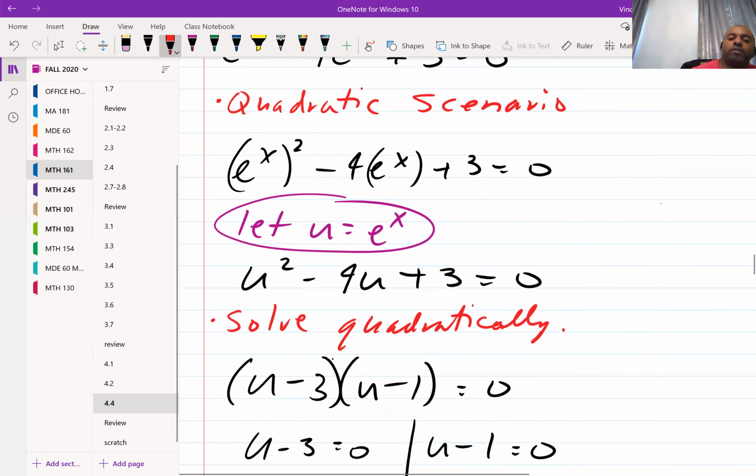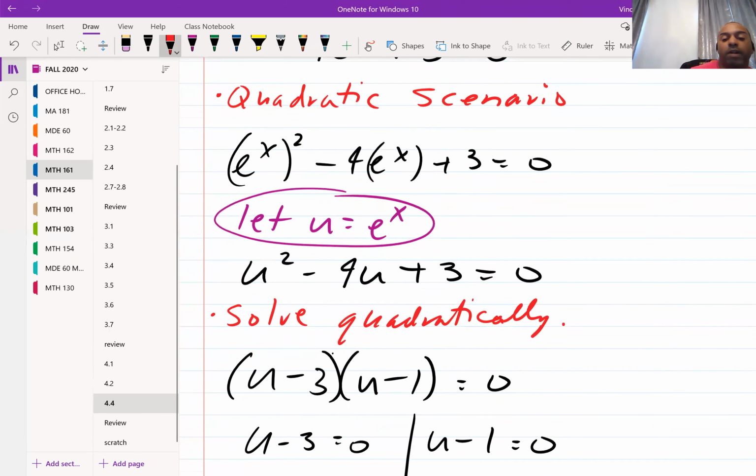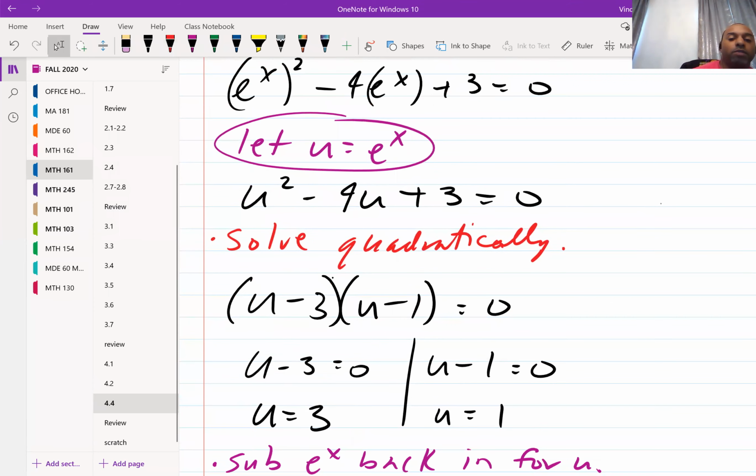We factor that out. Notice I said solve quadratically, so whatever your method is to solving your quadratic equations, you can use. I decided to go ahead and factor because it was factorable. If you want to use the quadratic formula, you could have done that as well. Still get the same values. So I got u minus 3, u minus 1. Solving those out will give me the solutions of u equal to 3 and u equal to 1.